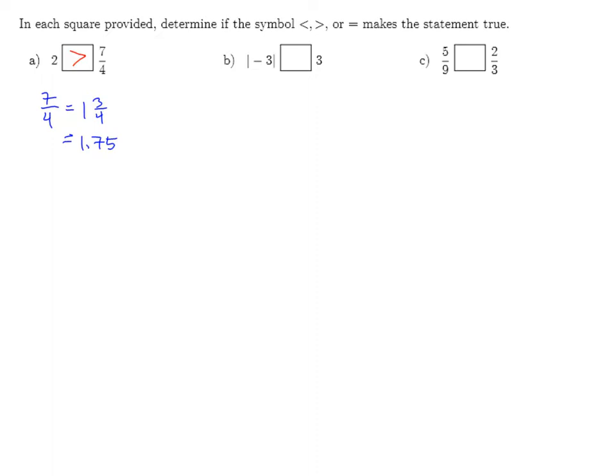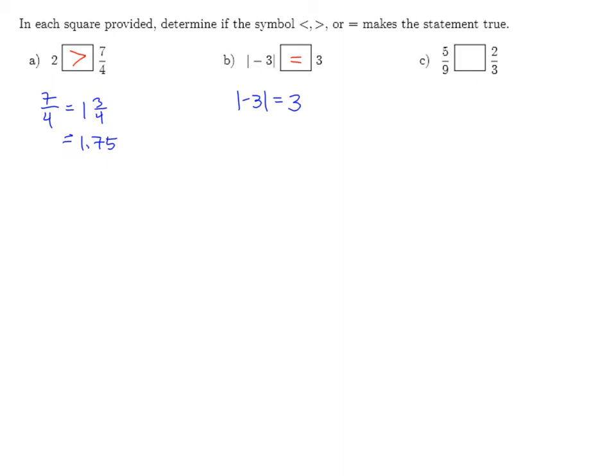In this next one, we have the absolute value of the number -3 and the number 3. So remembering that those straight bars denote absolute value, which tells us the distance of that number from 0, the absolute value of -3 will actually simplify down to +3. Its distance from 0 is 3. So the symbol that would make this statement true is the equal symbol. The absolute value of -3 is equal to +3.